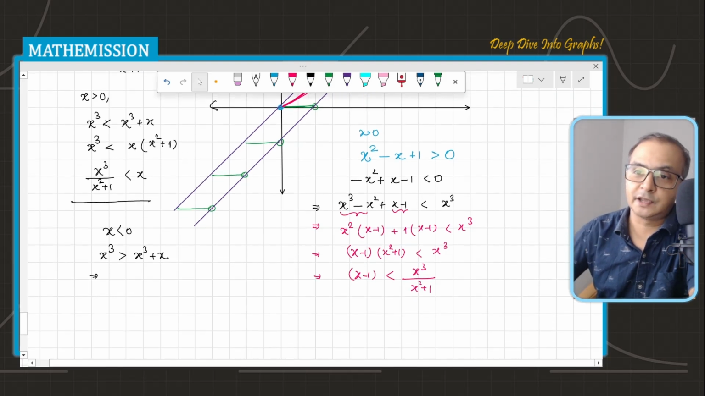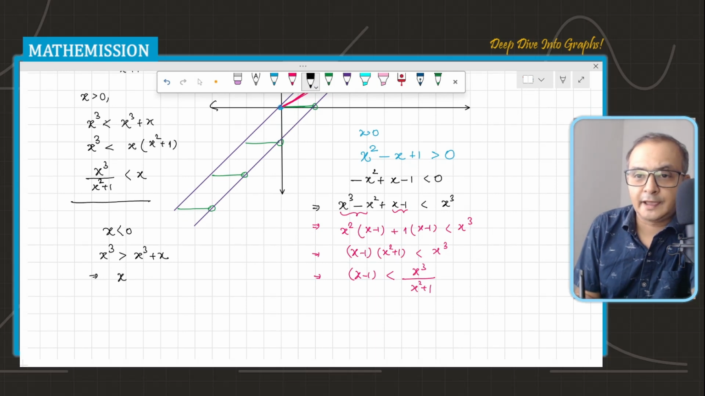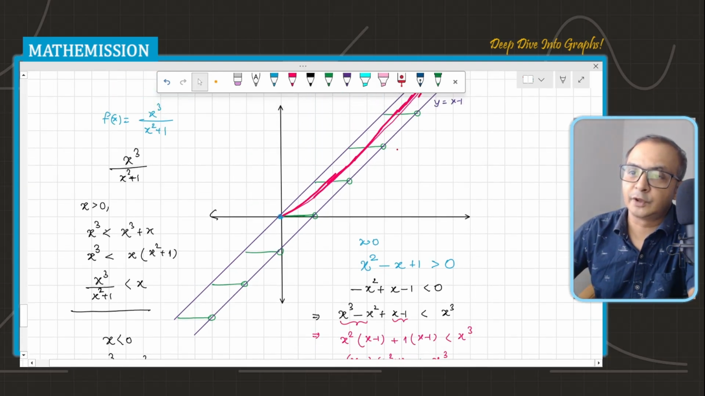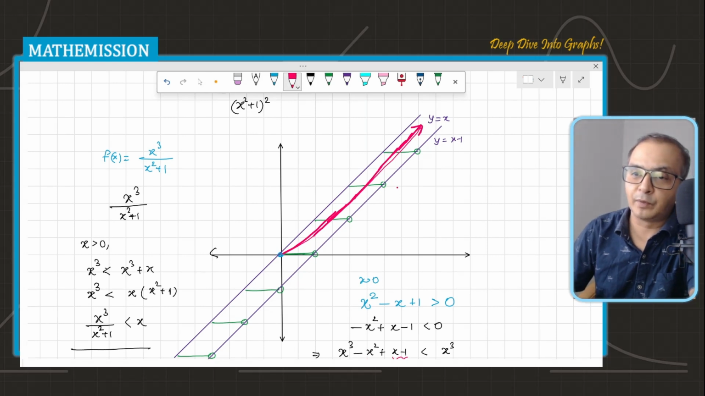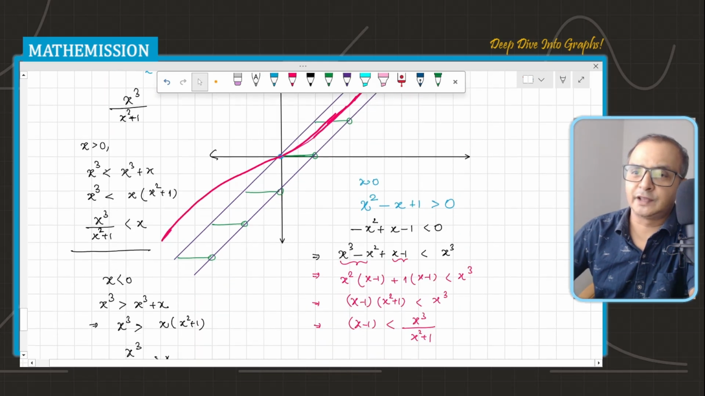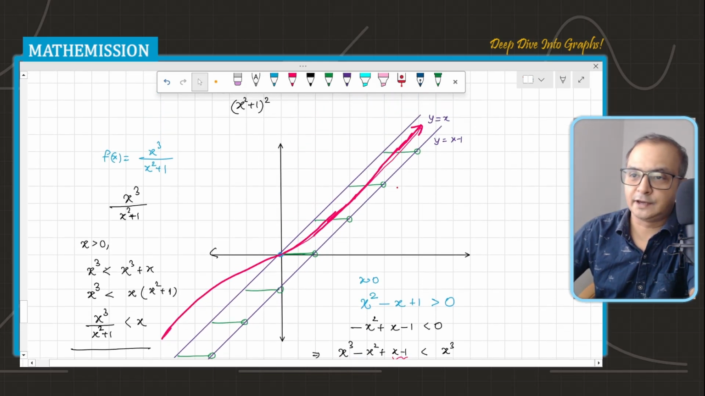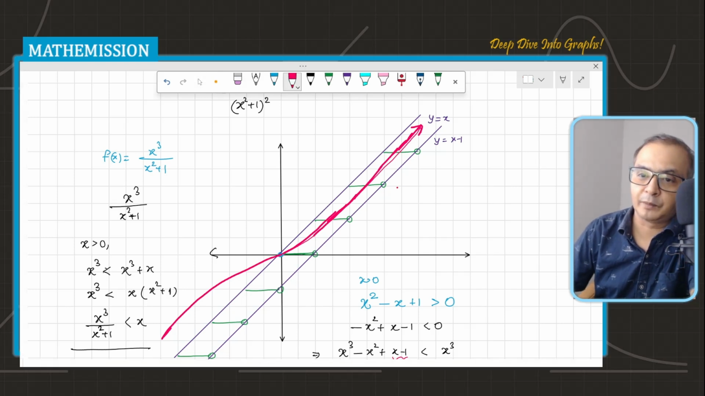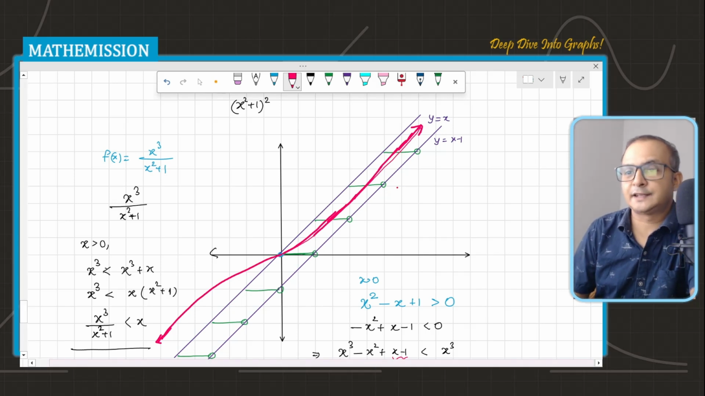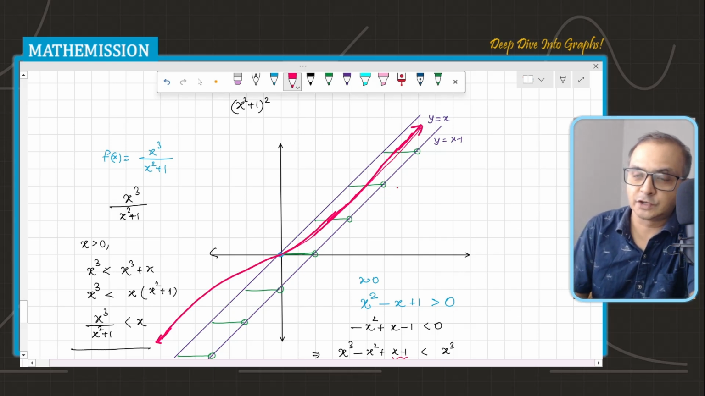So what I'm getting here is x cubed greater than x common x squared plus 1. So x cubed by x squared plus 1 is greater than x. So now the work is over because we already understood that it's always above the line. So the cubic graph will go like this. It will never touch or intersect this y is equal to x line, not the x-axis. It will always be above the y is equal to x line and it will never be intersected. It means for x less than 0, there is no solution of this equation.